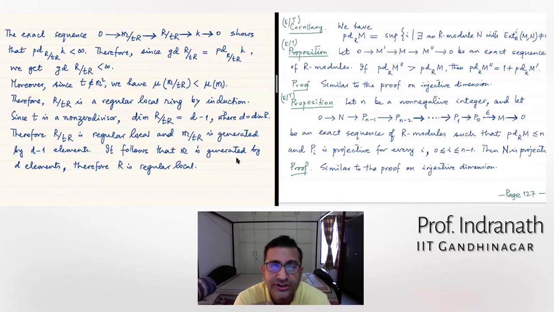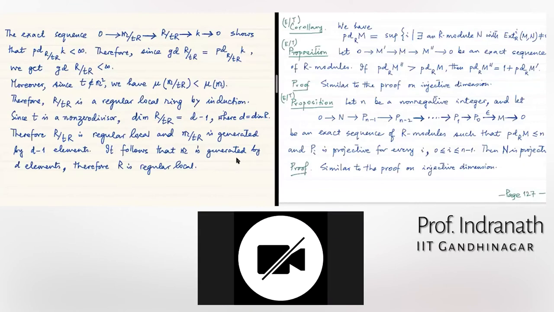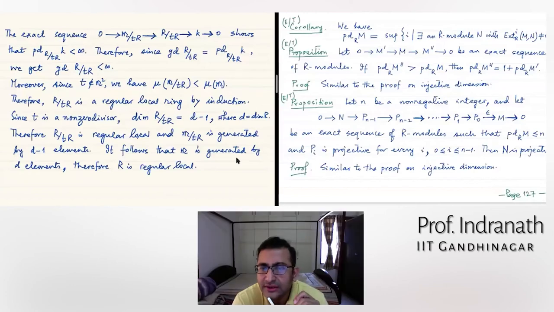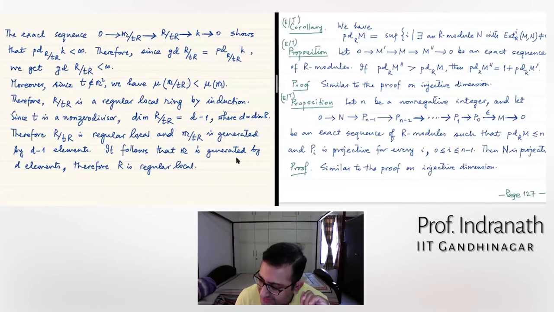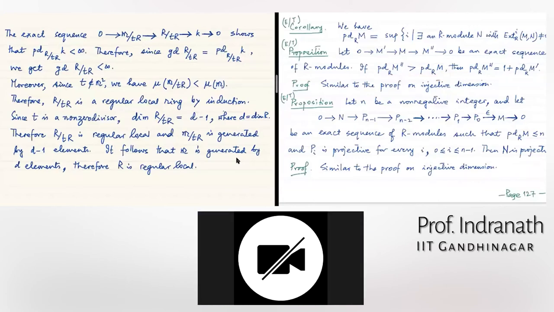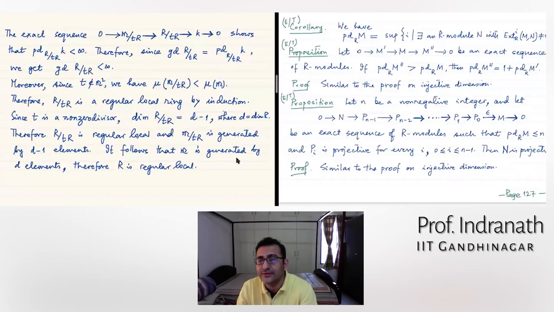This is an exact sequence of R mod Tr modules, right? Do we know that projective dimension of K with respect to R mod Tr is greater than zero because it's not projective? K is not a projective module. No, why do you need that? M is not equal to M square. No, that's not what I'm saying. I'm saying that if you want to make use of this, then it is enough to have this. And you have an R mod Tr sequence.